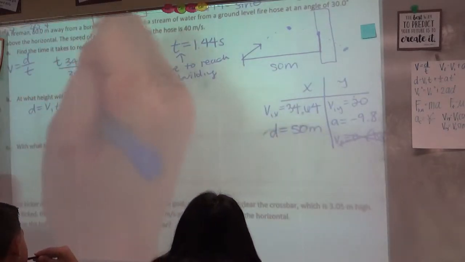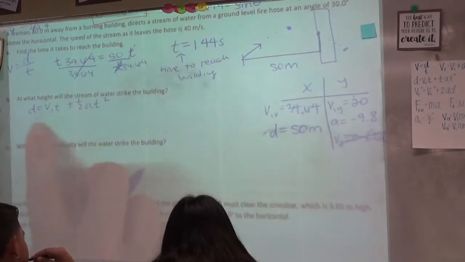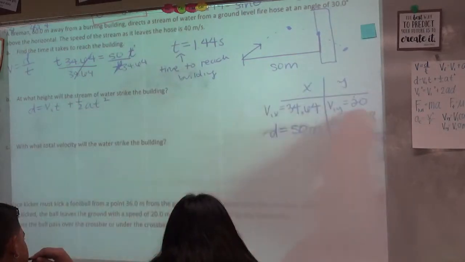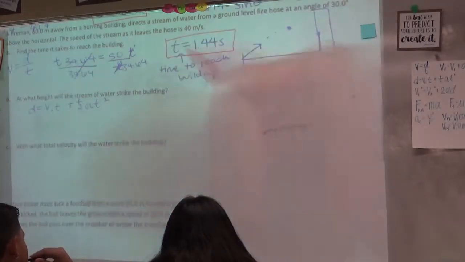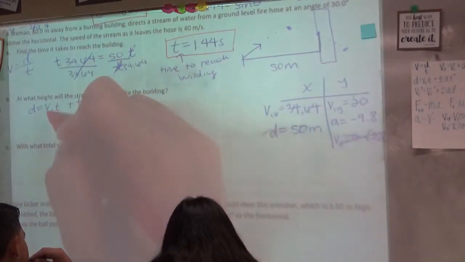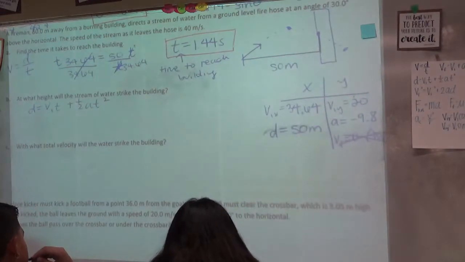Yep. D equals VI T plus 1/2 A T squared. You know your initial velocity. You know your acceleration. And see how we have the time it takes to reach the building? So if we plug in that time, we'll find the height at that time. Does that make sense? All right, plug in, find your Y distance.